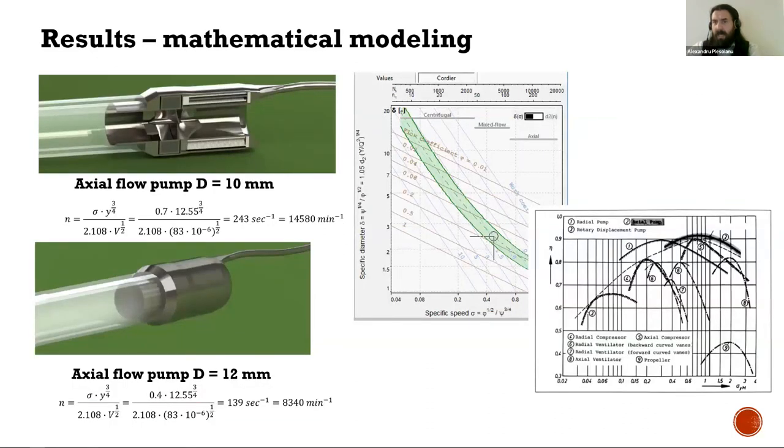On the Cordier diagram, on the line of the optimal efficiency interval, we identified that for the specific diameter, we obtained the value of the specific speed. In the second interval of axial pumps, with a rotational speed of 40,580 rotations per minute and a specific speed of 0.7, we are in a high efficiency area, slightly over 90% efficiency. For a pump diameter of 12 millimeters, the same calculus showed that 8,340 rotations per minute must be applied to pump 5 liters per minute at 100 millimeters mercury.